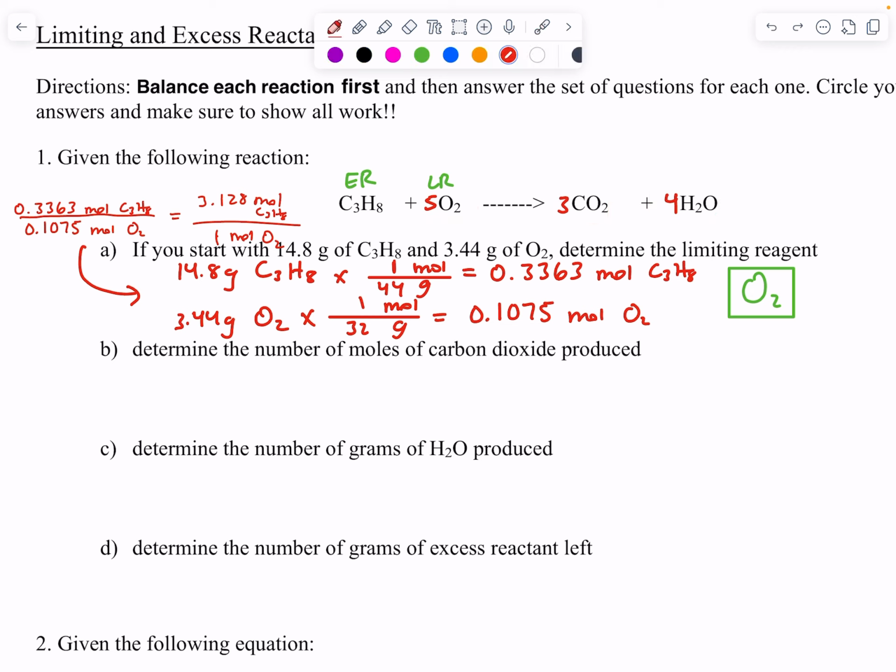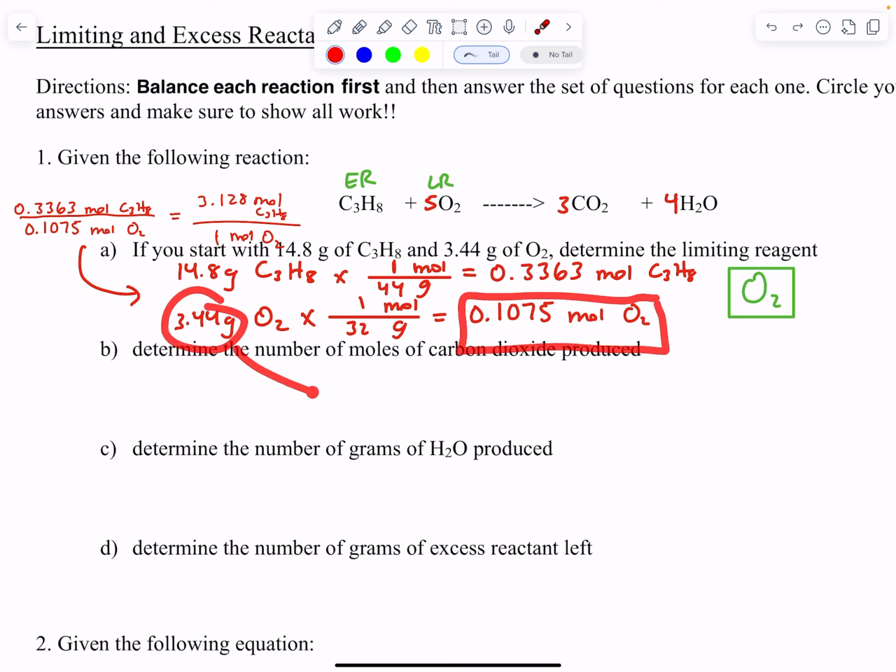So I have to start off my calculation with how many moles of limiting reactant we have. Well, we said the limiting reactant was O2. I have 3.44 grams of O2. Again, I don't care about the gram number. I want the mole number. We calculated it here. We took that number, we changed it to moles. That's what I'm starting with.